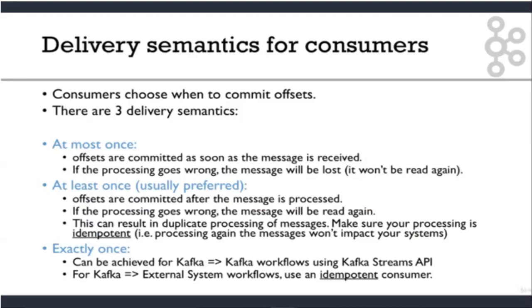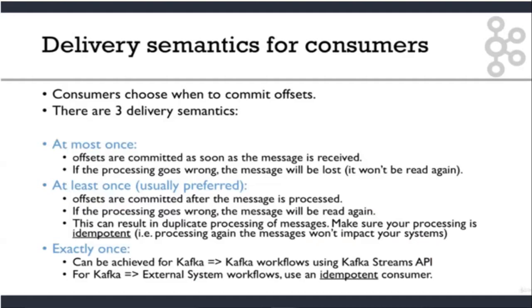At least once. Offsets are committed after the message is processed. If the processing goes wrong, the message will be read again. This can result in duplicate processing of messages. So in that case, we have to make our processing idempotent, which means processing the same message twice will not impact our system.